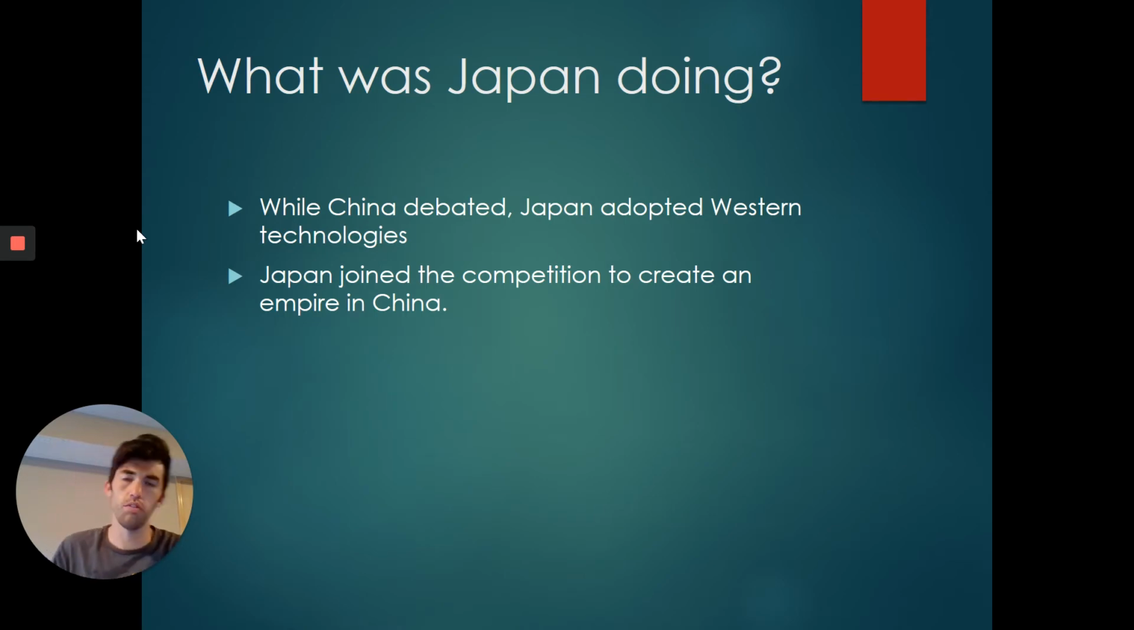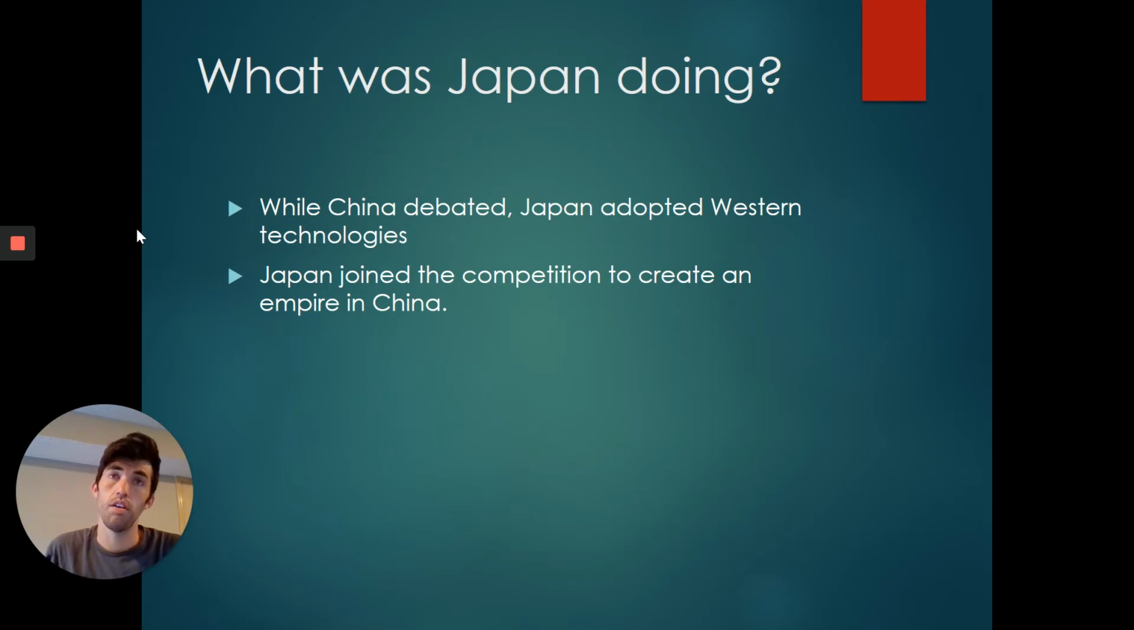And here we go. So while this is happening and Britain is getting more and more power, what was Japan doing, right? Because we've talked about some of the more ancient and strong countries. Well, what's Japan doing? While China's not accepting Western tech, Japan's adopting that technology because they see an opportunity, right? They see an opportunity to do a little bit what Britain is doing in China.